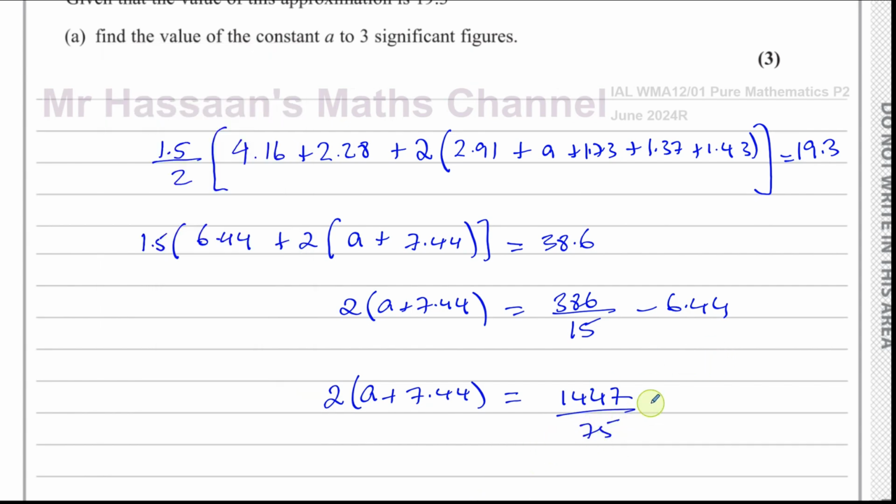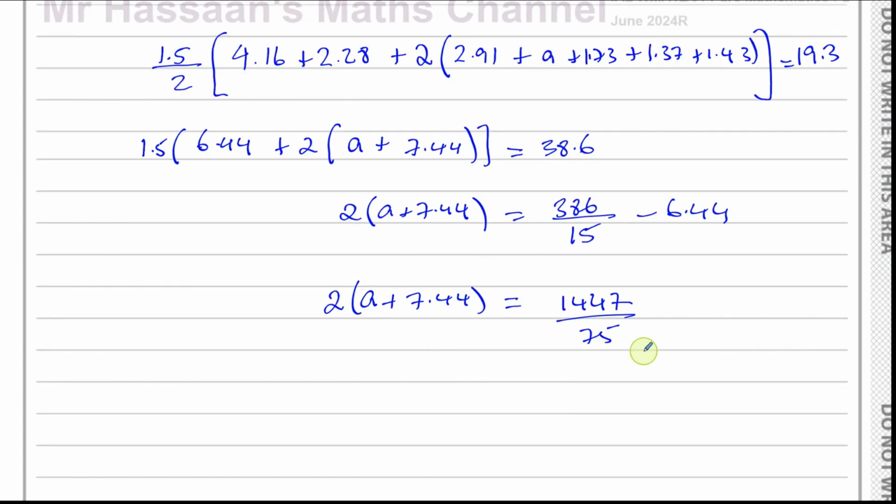Yep. And now we have to divide by 2. Okay, so we have A plus 7.44 is equal to 1,447 divided by 150, because if you divide that by 2, you get 150. And then we're going to take away 7.44 from that.